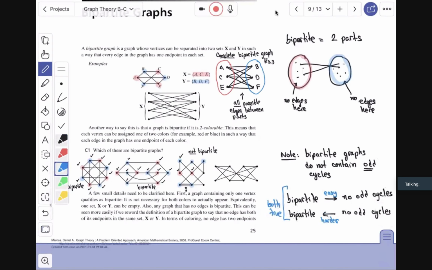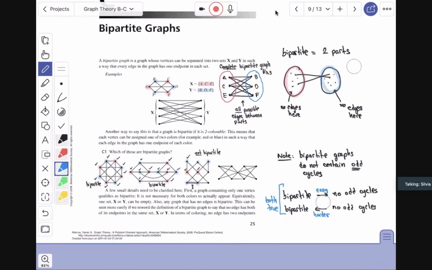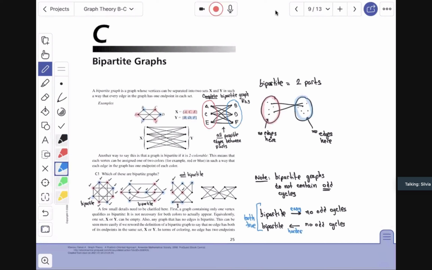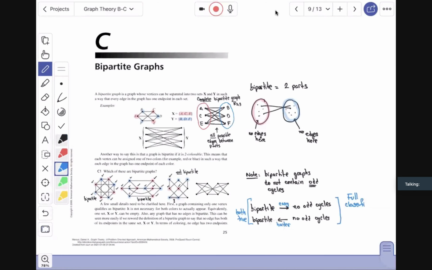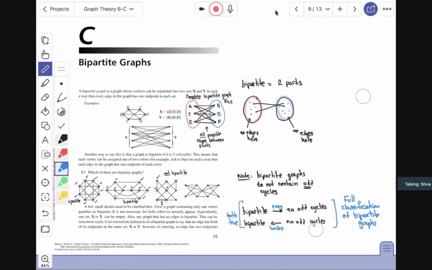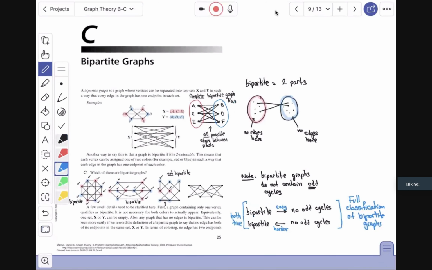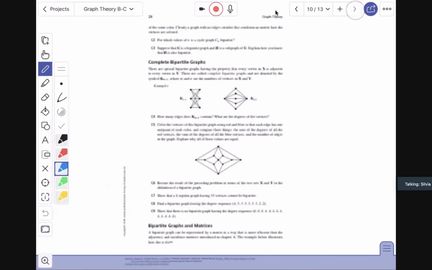Okay. So that's a full classification of the bipartite graphs. So you can think of this as a full classification of bipartite graphs. So a graph is bipartite if and only if it doesn't contain odd cycles.